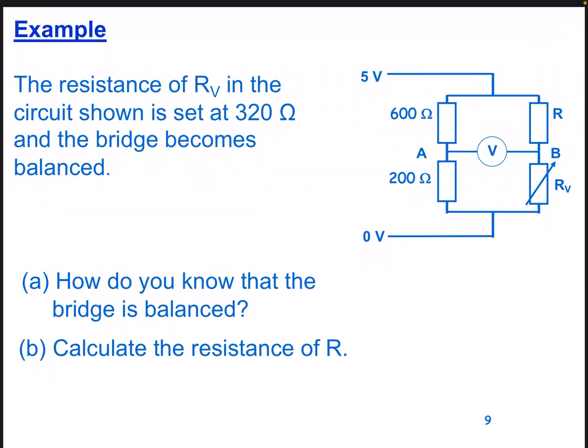So here's an example. So RV, which is your variable resistor, the one on the right hand side at the bottom, is set initially at 320 ohms. And at that point, the bridge is balanced. So the question is asking us, how do we know that the bridge is balanced? And then part B is to calculate the resistance of R, the one above the variable resistor. So we know that it's balanced, so therefore, what is the missing resistance?